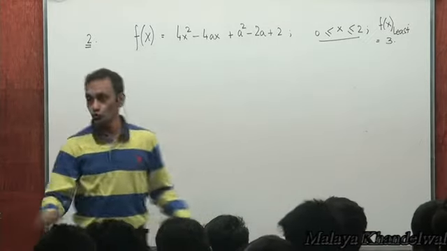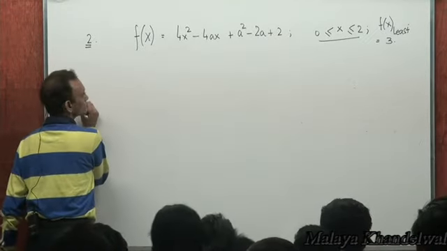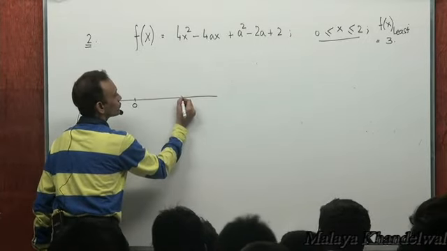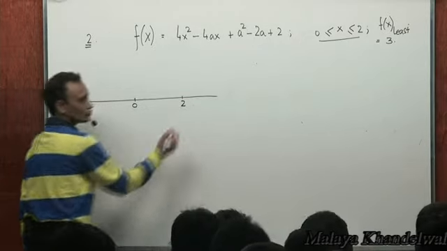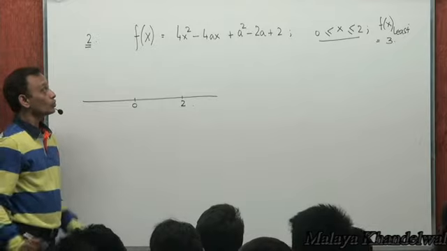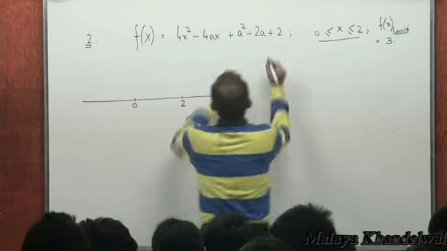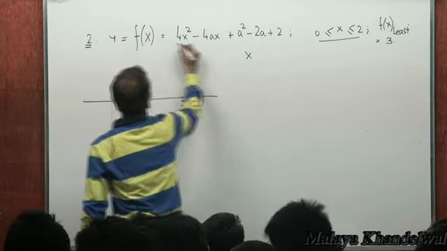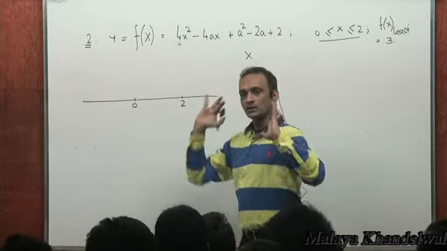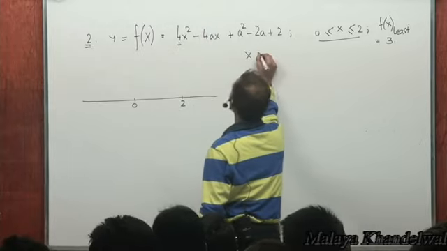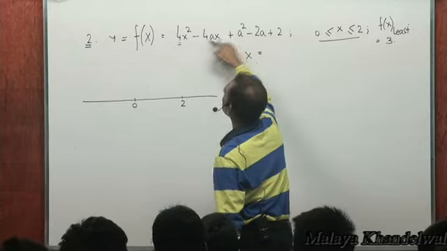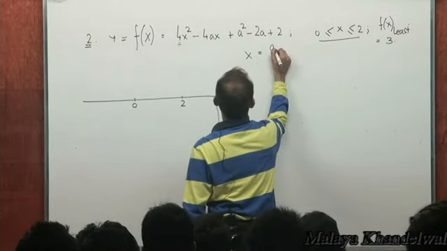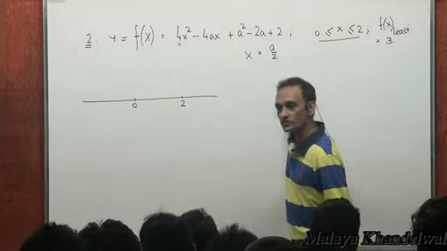Now, the interval 0 to 2. This is x equal to 0. This is x equal to 2. The axis of symmetry of this parabola, this is an upward opening parabola, y equal to f(x) equal to this. A is positive, so it's going to be an upward opening parabola. The axis of symmetry of this is going to be x equal to minus of this divided by twice of this. That means x equal to a by 2. x equal to a by 2 would be the axis of symmetry of this.